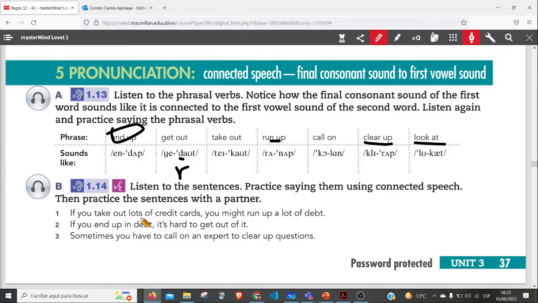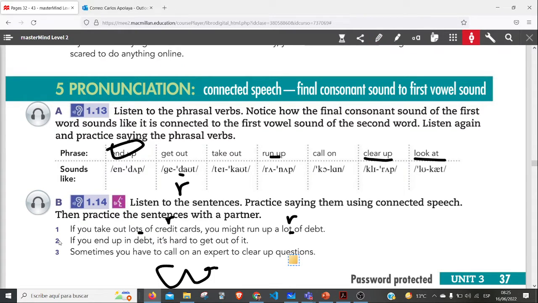Amazing, Charles. You got it, bro. Next one. Read the second one. If you end up in debt, it's hard to get out of it. Yeah, that was quite better. Look at this. Get out. But this T is between two vowel sounds or not, Charles? Get out of. Get out of it.